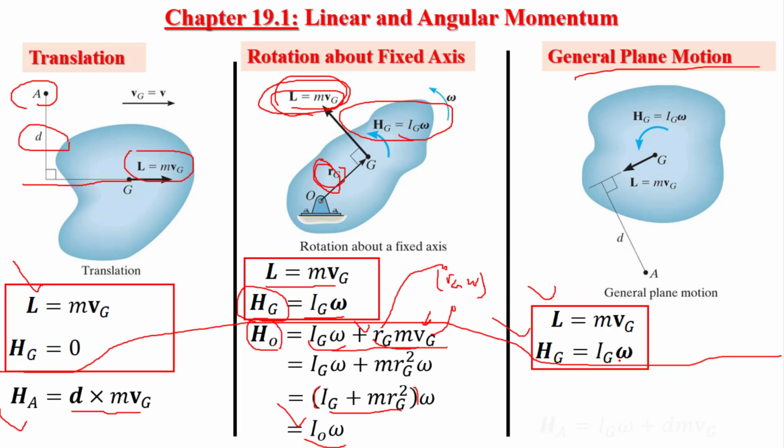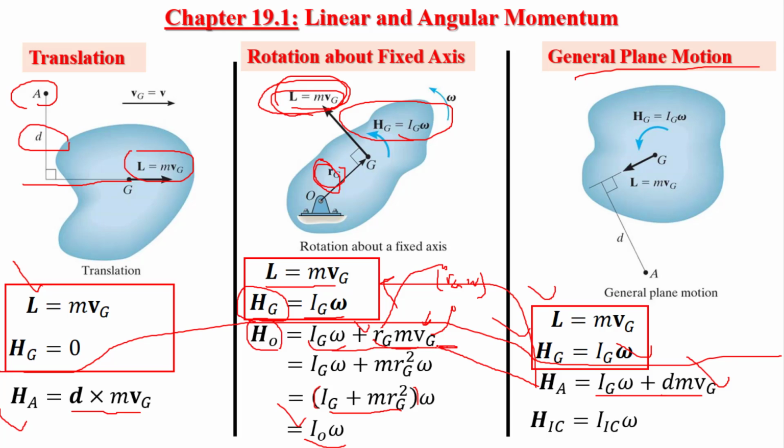Now last but not least, if we have general plane motion, then we'll have three scenarios. Either we take the angular momentum with respect to the centroid or any arbitrary point, so the case will be similar to the rotation about a fixed axis. And the third scenario, if we have the instantaneous center IC, it will be the same. So we always end up with this conclusion.